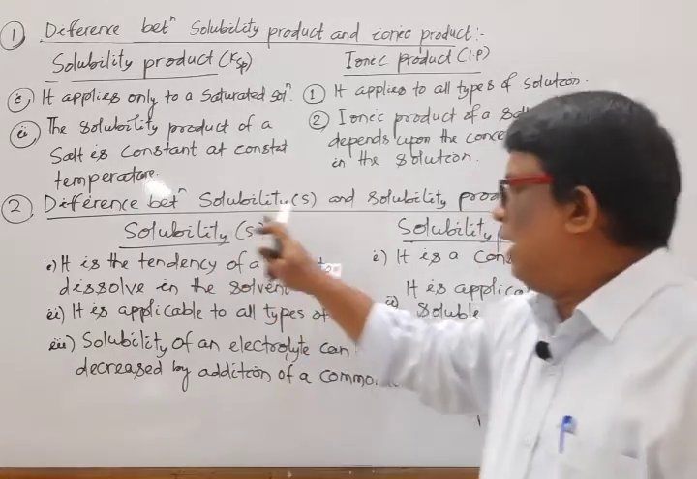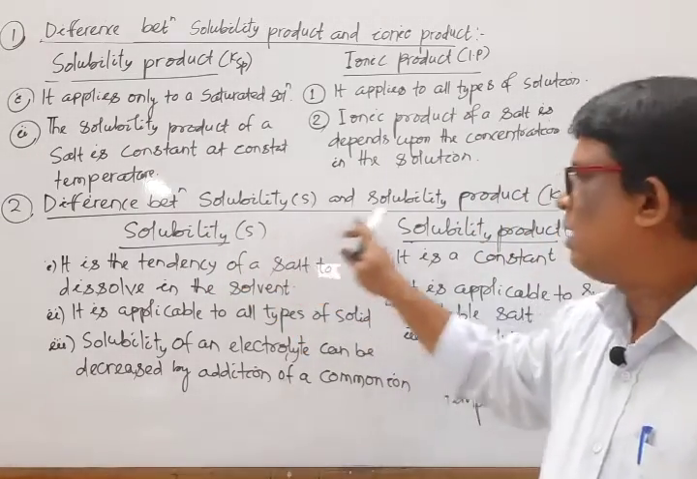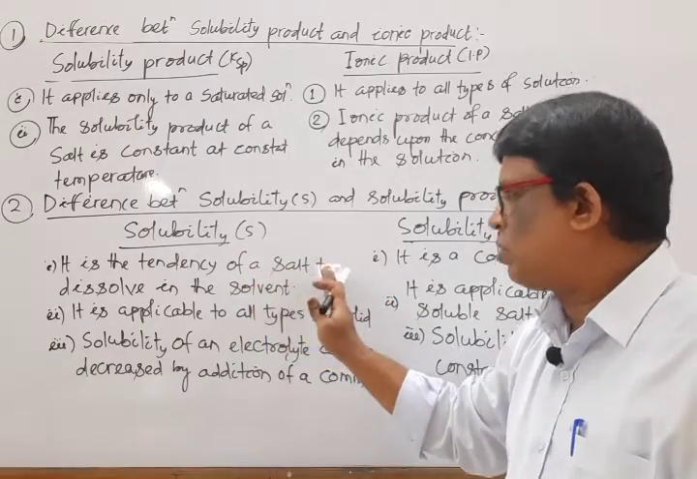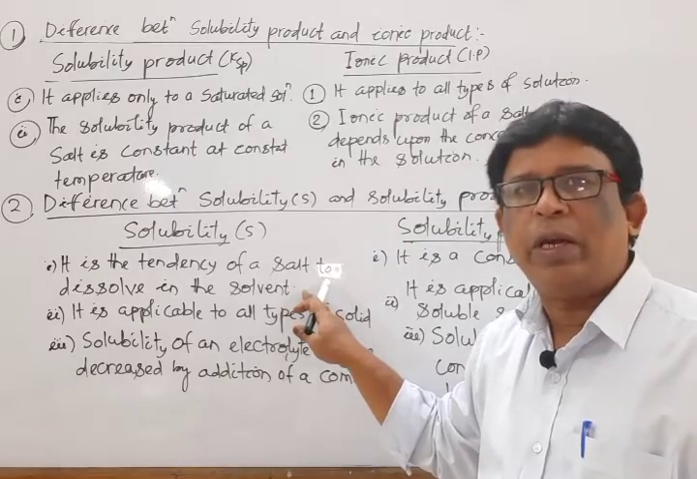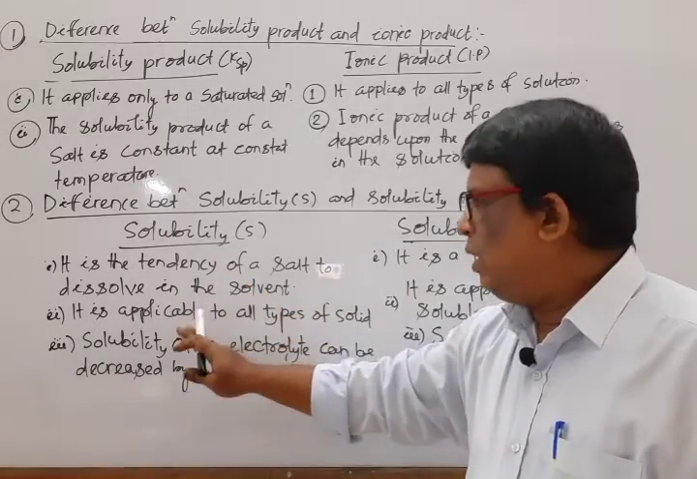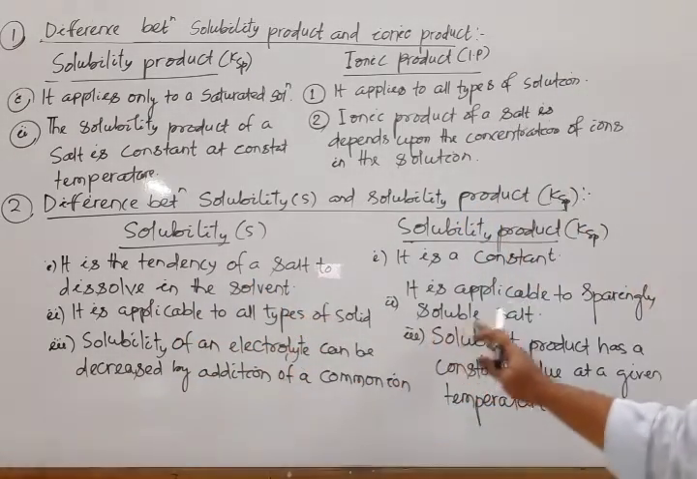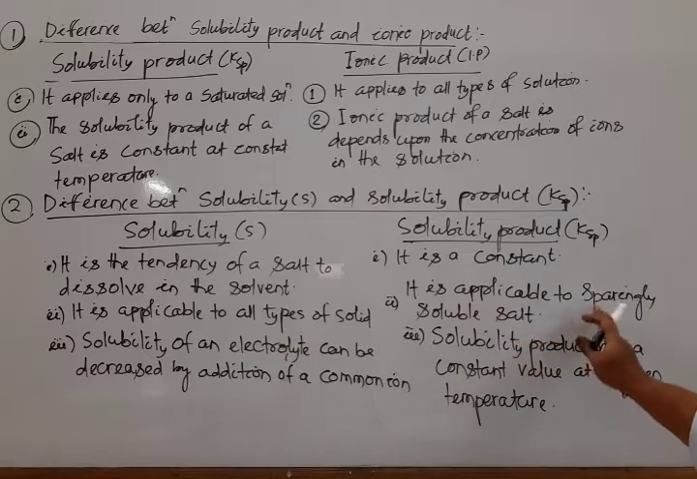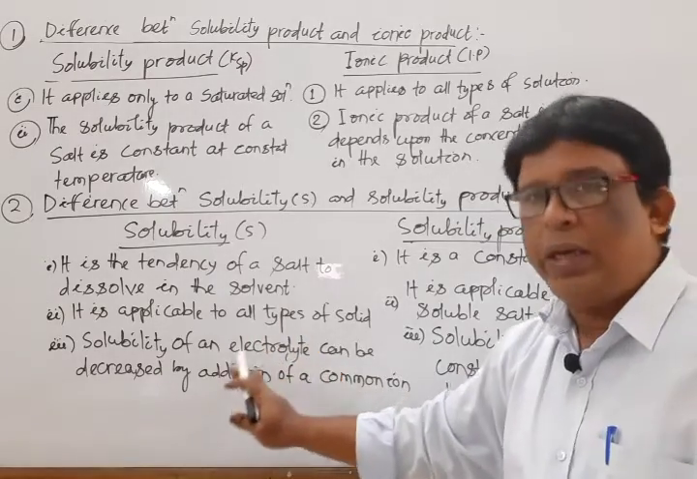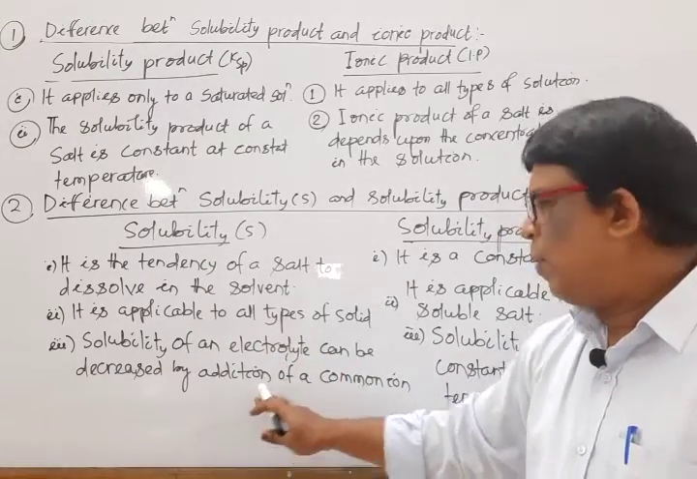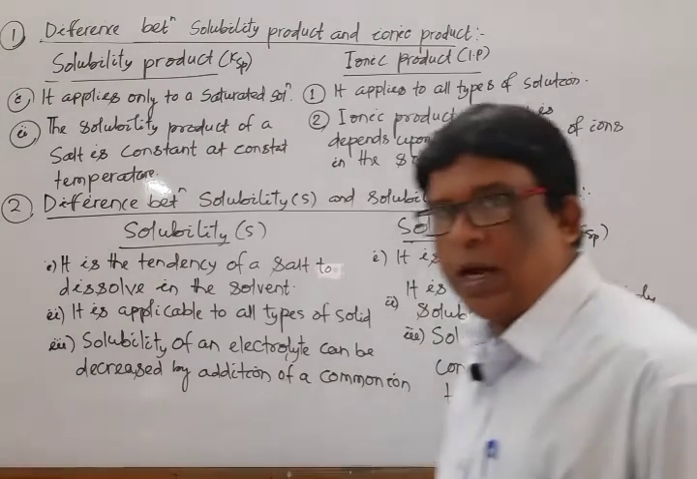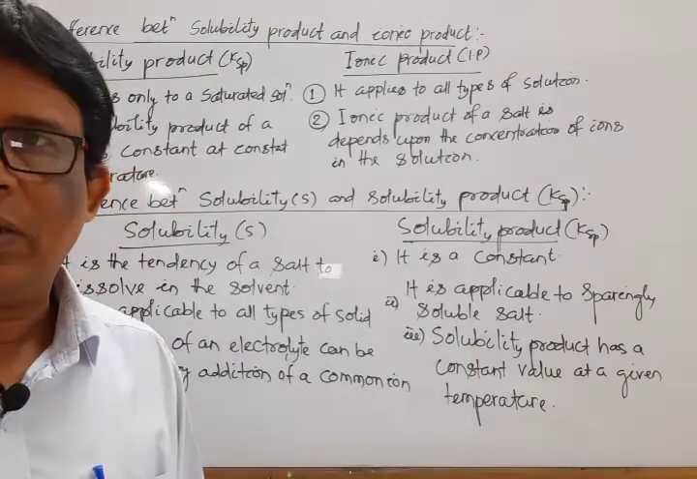Another 2-mark question: difference between solubility, that is S, and solubility product, that is Ksp. What is solubility? It is the tendency of a salt to dissolve in the solvent to form a solution, while solubility product is a constant. Next, solubility is applicable to all types of solids, while solubility product is applicable only to sparingly soluble salts. Last one, solubility of an electrolyte can be decreased by addition of a common ion, while solubility product has a constant value at a given temperature.